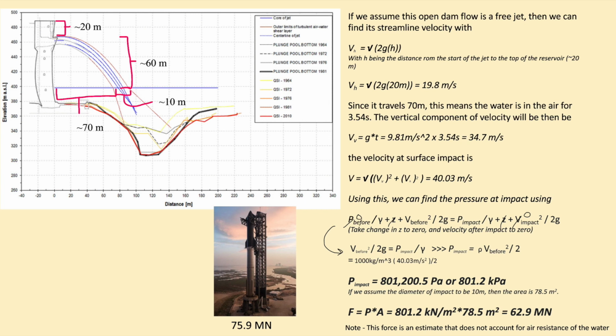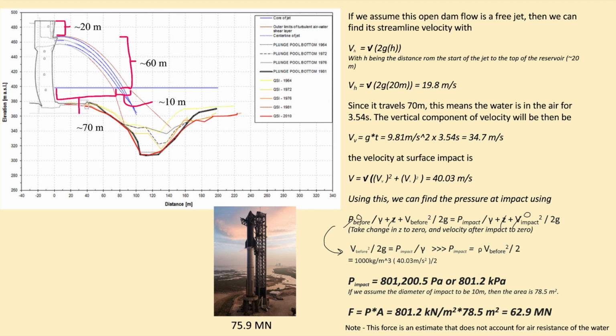From the exit velocity, we use the kinematic equations to calculate the impact velocity where the water enters the plunge pool. To translate this velocity into pressure, we once again use Bernoulli's equation, obtaining a pressure of approximately 801 kilopascals. To convert this pressure into force, we assumed from the image that the free jet made contact with the water as a circle with a diameter of 10 meters. With these results, we calculated the force exerted to be 63 megatons.